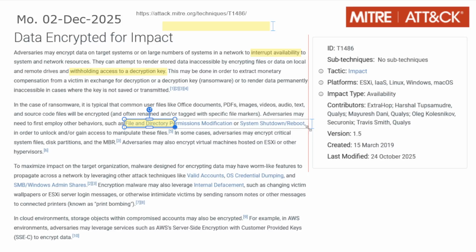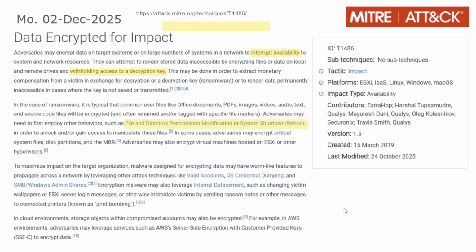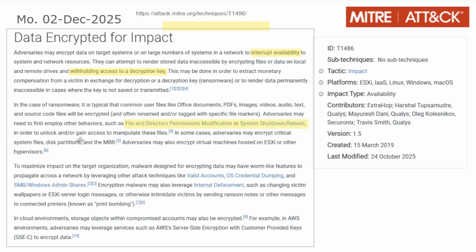We are here in the last step, by the way. So if you see a tactic, which is like the kill chain step, we are at impact. And this is the same as action on objective in the Lockheed Martin terminology. Same thing. So we are at the very last step here. Yeah, nice to see they have other techniques that we can look at later. In order to unlock and or gain access to manipulate these files, they somehow need the permission to encrypt data, that's typically a high privilege account. You need administrator rights to do that.